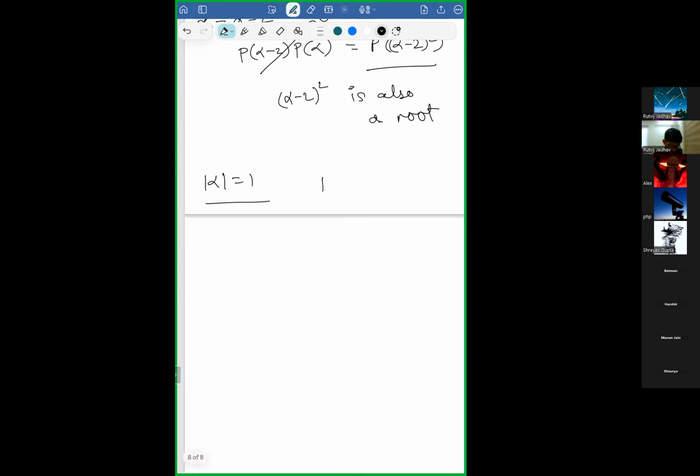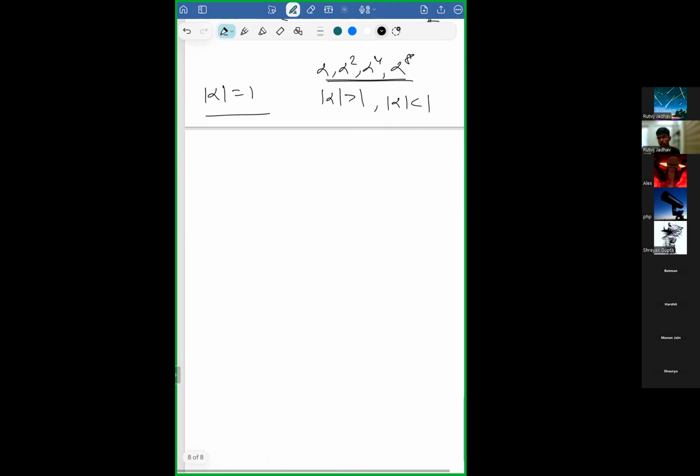Because if mod alpha is greater than 1, then this would keep on increasing, and if mod alpha is less than 1, then this sequence would keep on decreasing. So in either case, we are getting new and new roots. So that's a contradiction. So mod alpha has to equal 1. But that's not the, like, what do we do then? It has only one root, so the polynomial is linear.